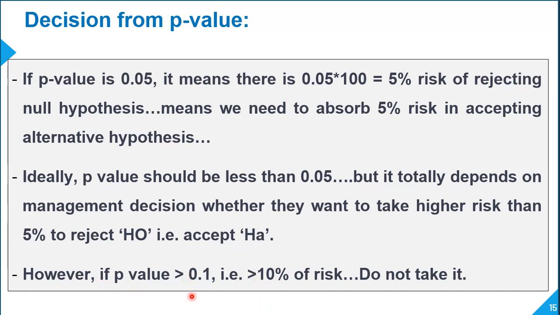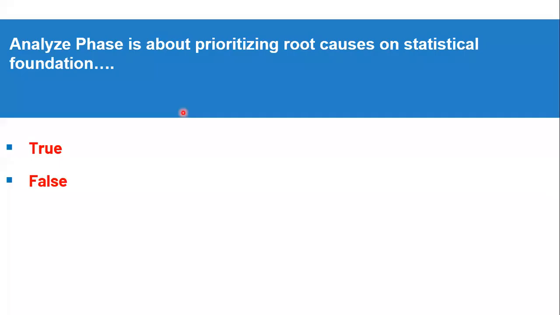In other words, they shouldn't be rejecting that null hypothesis. That's it. So this is about the decision of rejecting the null hypothesis, in other words, accepting the alternate hypothesis based on the p-value, that is, the probability value. Let's go to the next slide, please.